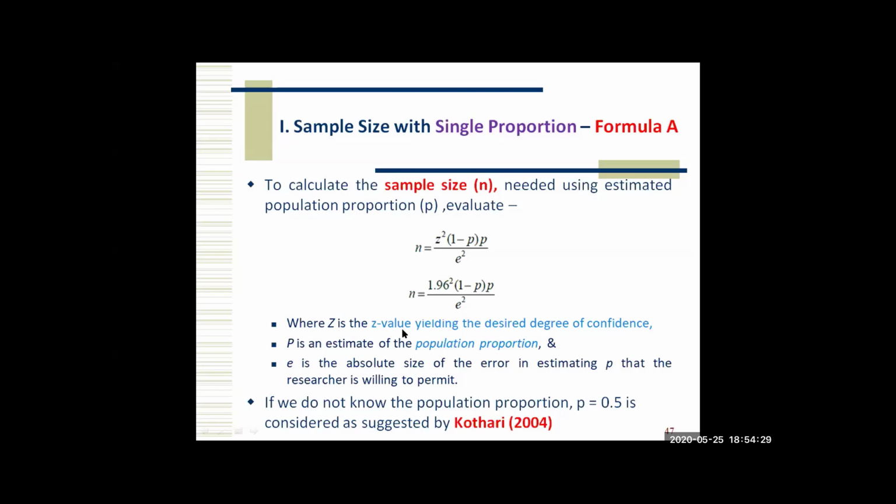If you don't have any prior information about P, let's say for instance in this case, if you have the total percentage or proportions of savers, if you have such kind of information, then you might use it. Otherwise, Kothari, the textbook, will allow you to use 0.5 if you don't have prior information for this research. This 1.96 is the standard Z distribution value, which is 1.96. That means the sample size will be determined using the Z distribution.